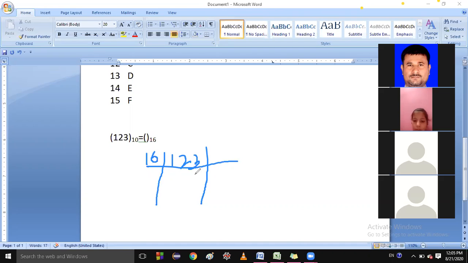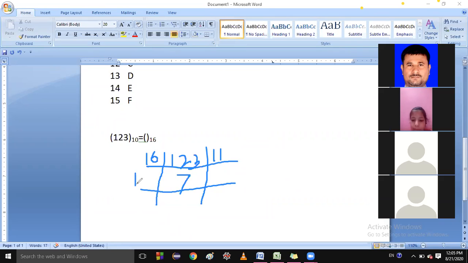I think it goes 7 times, sir, and 7 times 16 is 112. And how many remainders remain? 11. Sir, 11 is the remainder and 112 is the product.